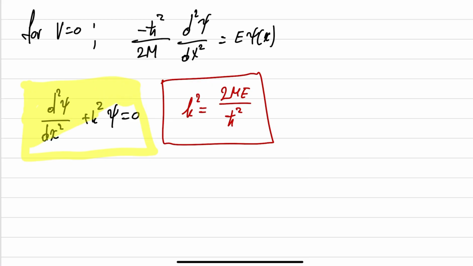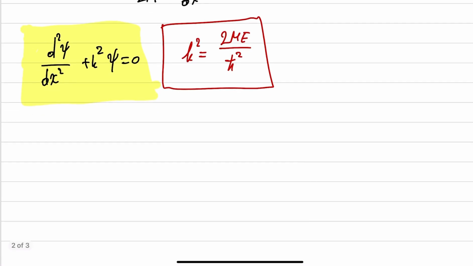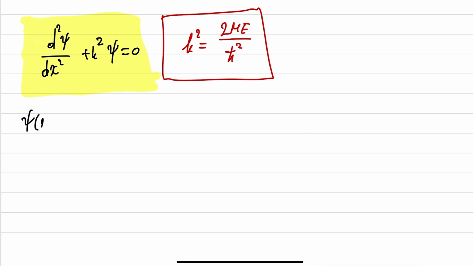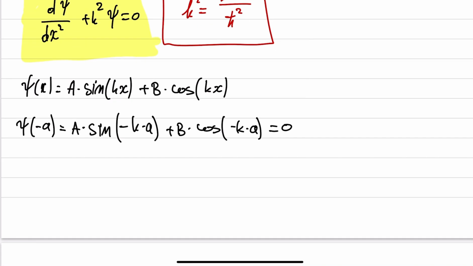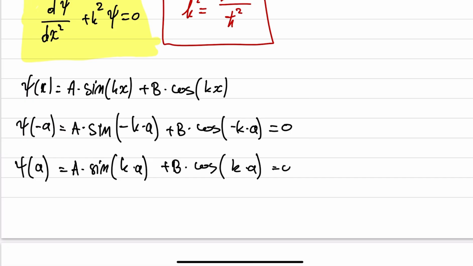This can be seen also in classical mechanics courses. The solution is straightforward. We can write a general solution as psi of x equals A times sine kx plus B times cosine kx. And here is where we use those boundary conditions. So we know that psi of minus a is A times sine of minus k times a plus B times cosine of minus k times a, which is supposed to be 0, and psi of a is A sine ka plus B cosine ka, which is again 0.